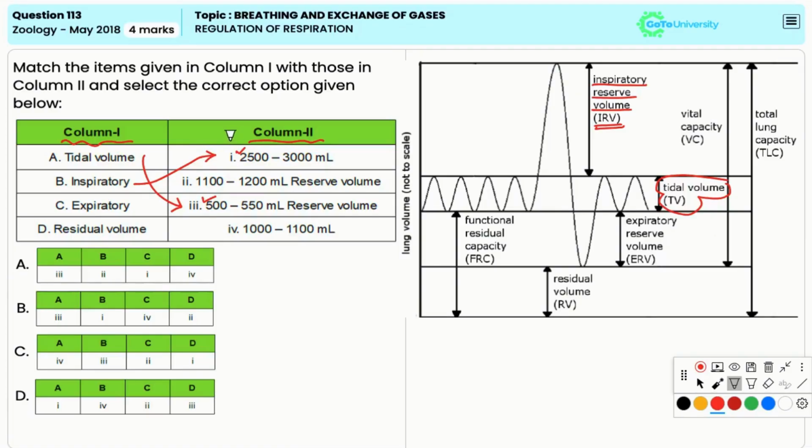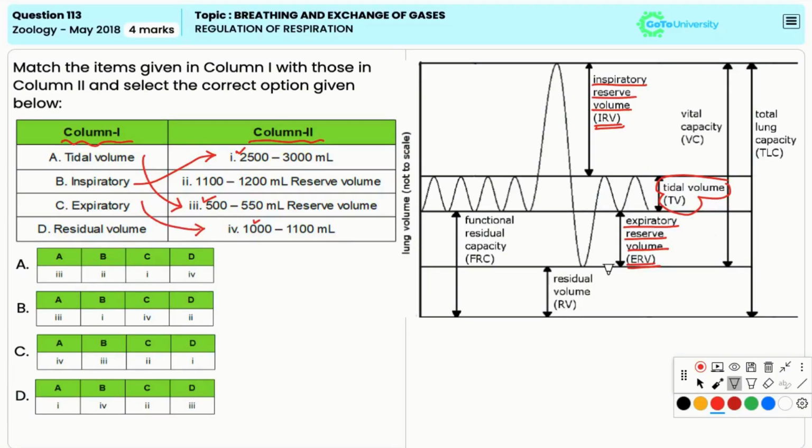Now, expiratory reserve volume is the additional volume of air a person can expire by forceful expiration, and this ranges from 1000 to 1100 milliliter. Thus, C matches with 4.